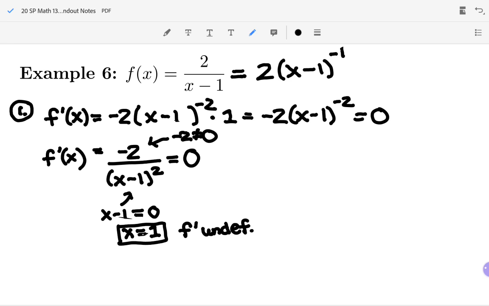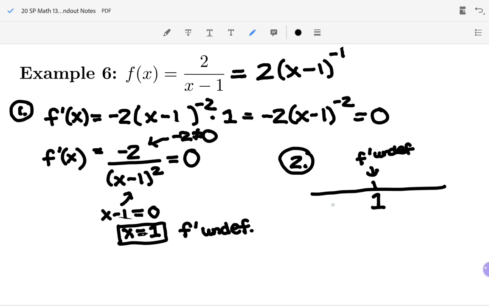So that's something you can use in WebAssign. But for this one, I'm not given endpoints. I'm going to bring step 2 up here, and I'm going to make a sign chart because I don't have endpoints. I'm going to put my critical number on here where f prime is undefined, and that's at x is 1. I'm going to compare a number to the left. I usually like to plug in 0 whenever I can, and then compare a number to the right, and I could choose anything. Maybe I'll just be plugging in 2.